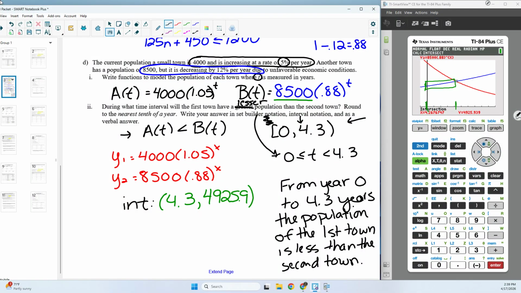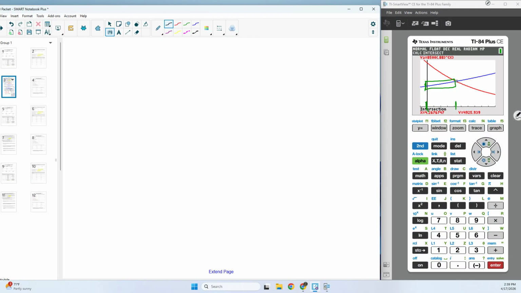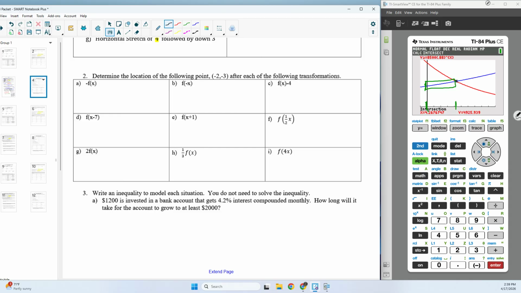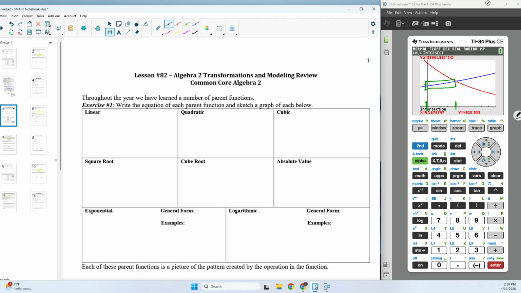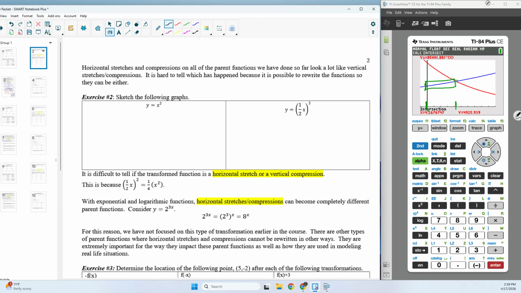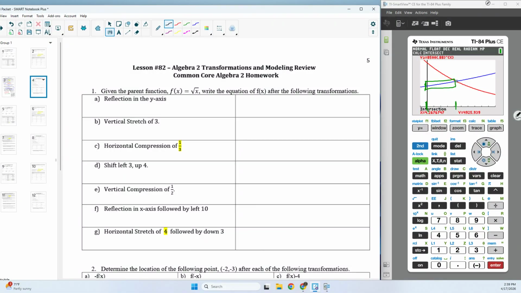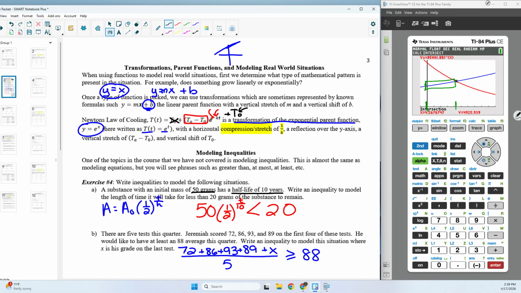So we're going to look at another one of these word problems on the next page. And actually, I think I'm going to do it in a different video because it looks like it is missing.